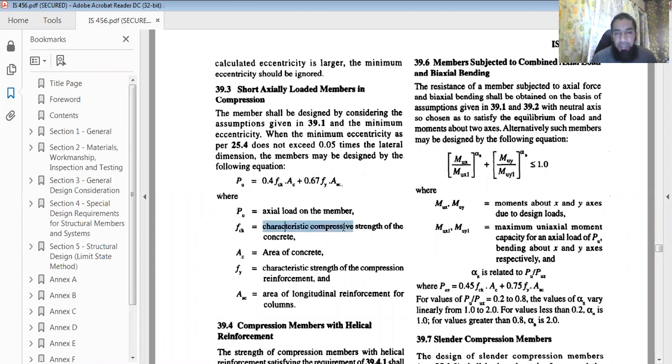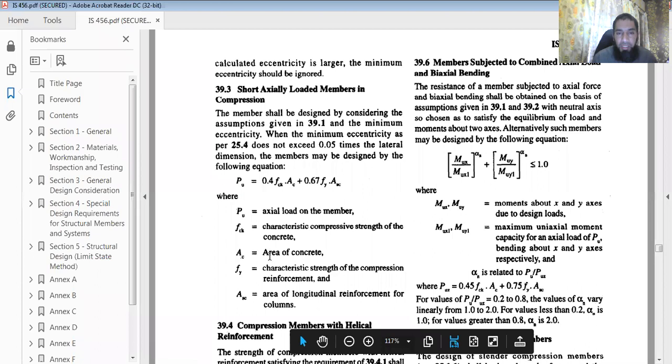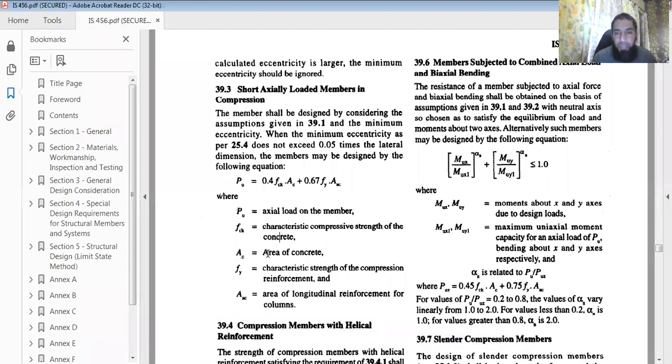fck is the characteristic compressive strength of the concrete of which the column is made. A is the area of the concrete. So the area of the concrete you don't know until you know the dimensions. Until you know, you will not know the area of the concrete.